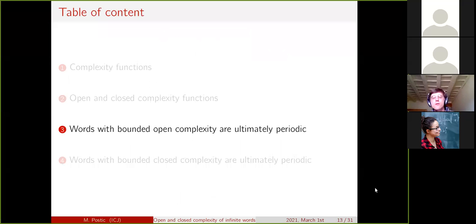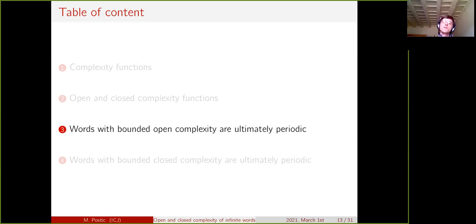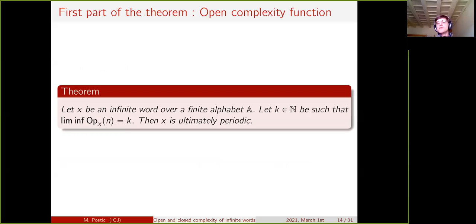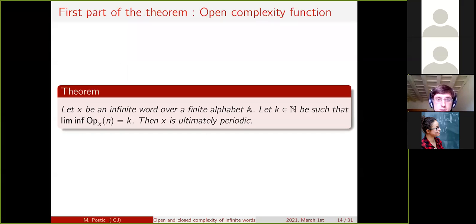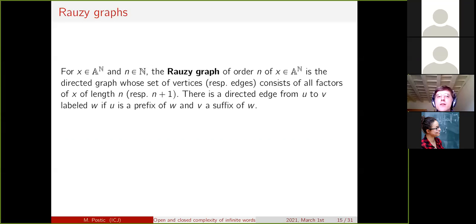Okay, so now for the rest of the talk, I'm going to prove this theorem. Actually, I'm going to prove the results first for the open complexity function and then for the closed complexity function. As I told you, there is only one direction which is complicated, and that's the one we are going to prove now. We are going to take an infinite word which has lim_inf of the open complexity equal to k, and we are going to show that this word is ultimately periodic.